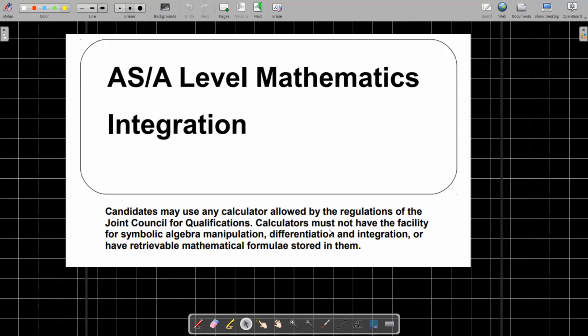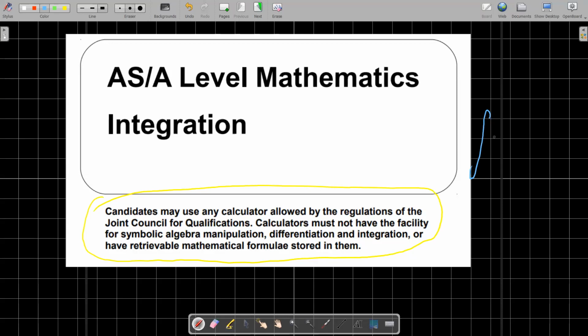Like, for example, look at this. It says that candidates may use any calculator allowed by the regulations of the Joint Council for Qualifications. Calculators must not have the facility for symbolic integration manipulation, differentiation, and integration, or have retrievable mathematical formulas stored in them. So you do not have to use a calculator that will already feature the formula for integration or knows how to do the integration.